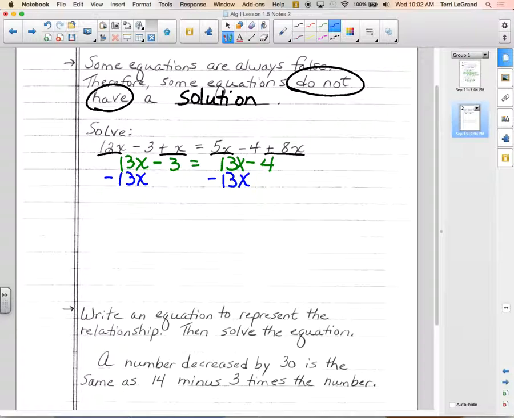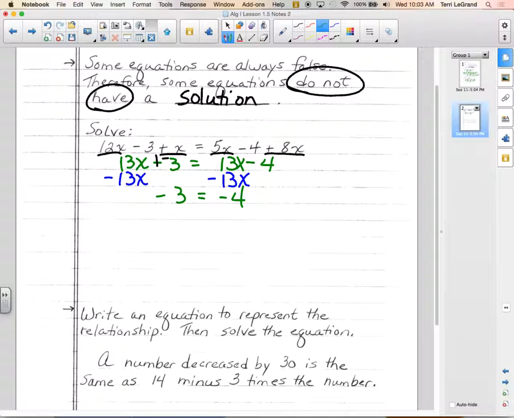Oh, I discovered when I was going through some papers last night that some people think you can read subtraction backwards. You can try. You can't read subtraction backwards. This does not say 3 take away 13x. It says 13x take away 3. So we can't read that backwards until we change it to add the opposite. Now we can read it backwards and see that 13x is being added to negative 3. So do not read subtraction backwards.